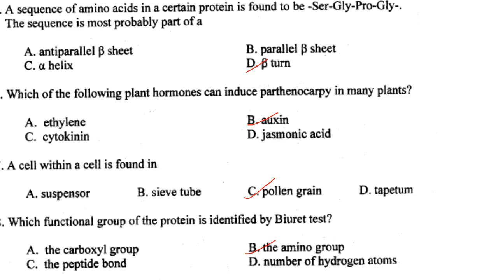Then next one. Which functional group of the protein is identified by the Biuret test? So it is the amino group. So answer is option B.